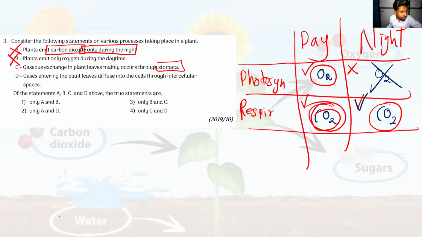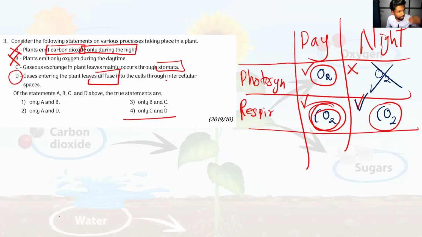And here, the fourth one, gas entering the plant diffuses into intercellular spaces. Okay, I will show you that picture now, right? So those statements are correct, the third and fourth ones, C and D. So the answer will be the fourth one. I will show you the picture for the stomata and the intercellular spaces. Don't worry, I will show you the picture for that one.